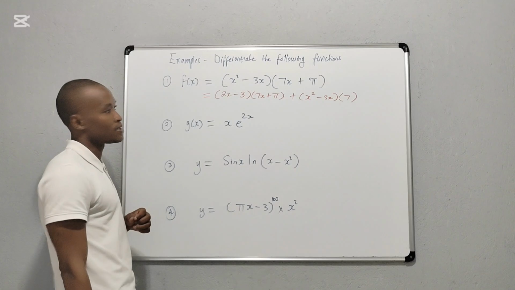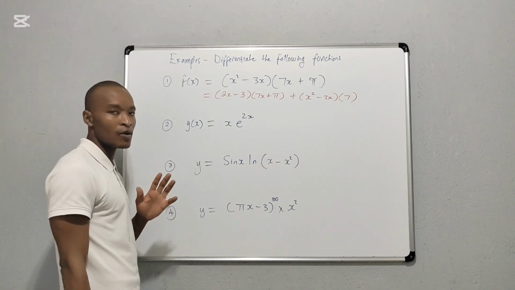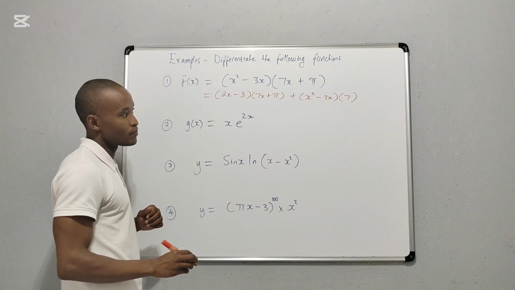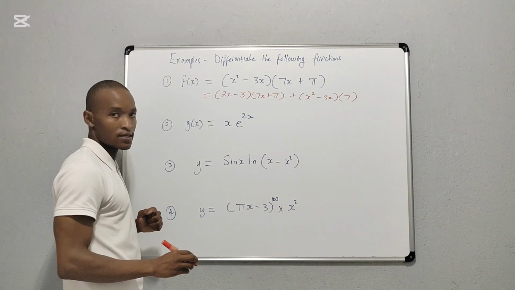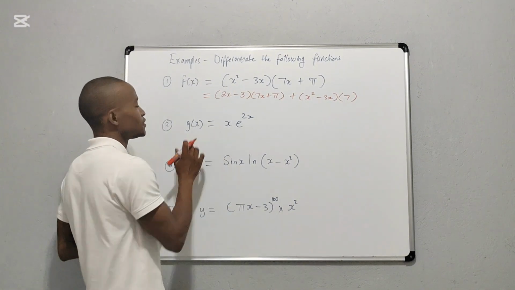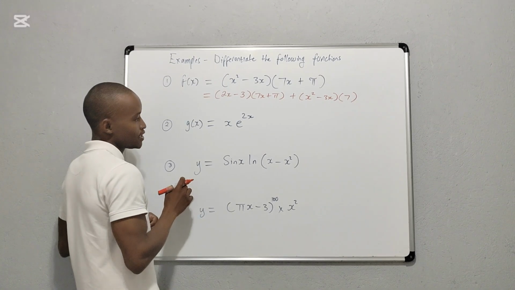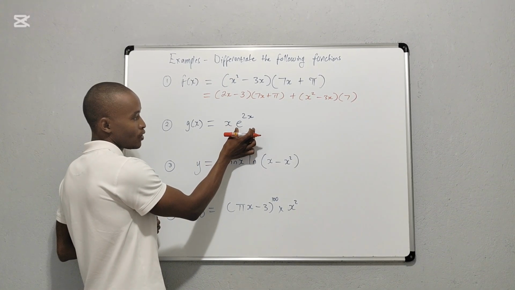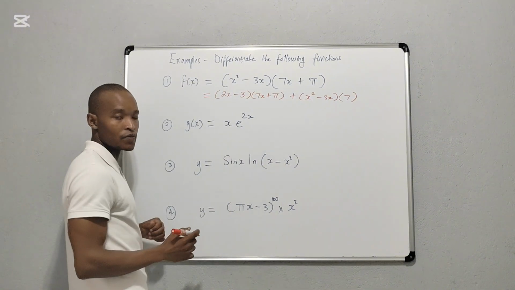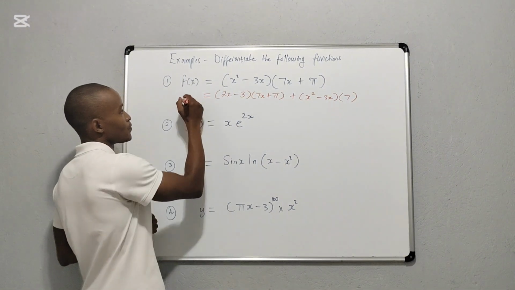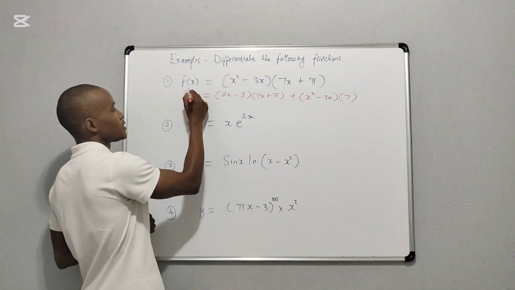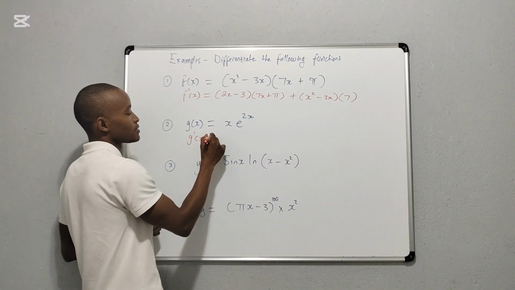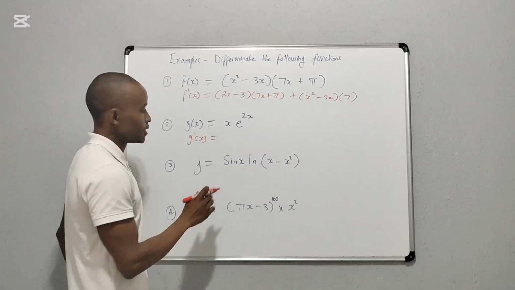Okay, so you can leave it like that, no need to multiply out and create an algebraic process there that is totally unnecessary. Okay, good. Let's go to g. G is a product of two functions there, x and the exponential function e to the 2x. Okay, so this is f prime of x, and this is g prime of x. So let's go for it.